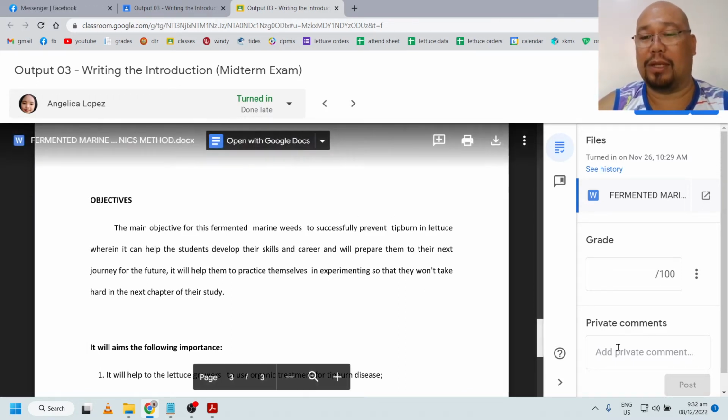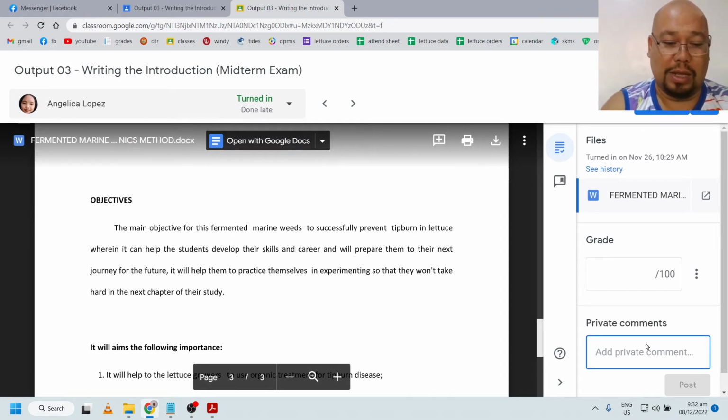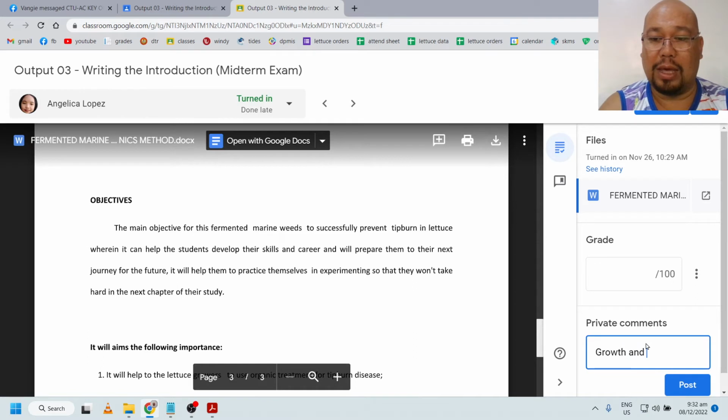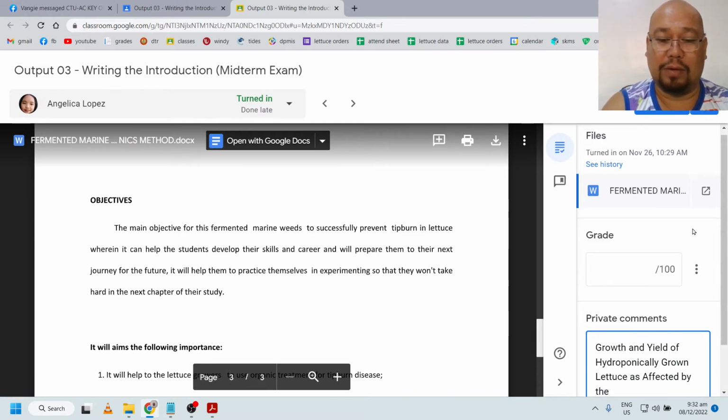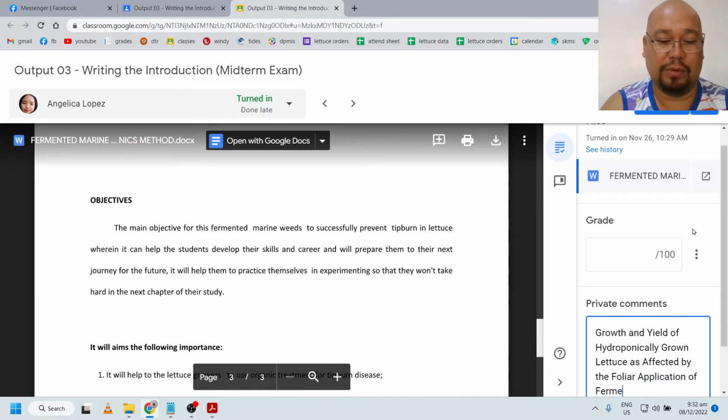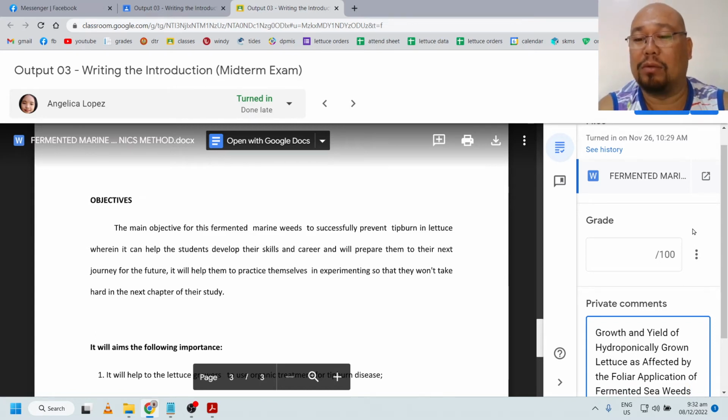Your title will be something like: Growth and yield of hydroponically grown lettuce as affected by the foliar application of fermented seaweeds or whatever. I'll say the proper term. Ako, naanad po kong seaweeds, tanawa lang what is more appropriate.